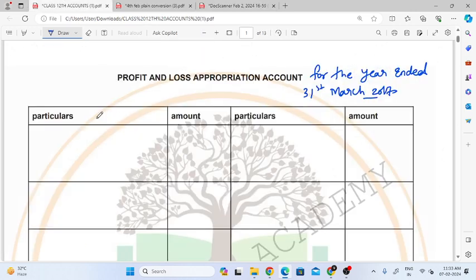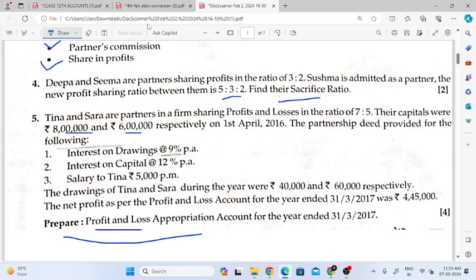So interest on partners' capital, first one Tina and Sarah. Tina's interest on partners' capital we got as 96,000. Then Sarah's capital they have given as 6 lakh. So 6 lakh multiplied by 12%.